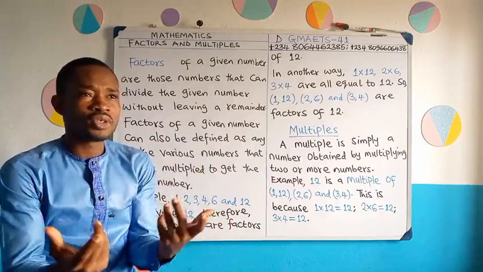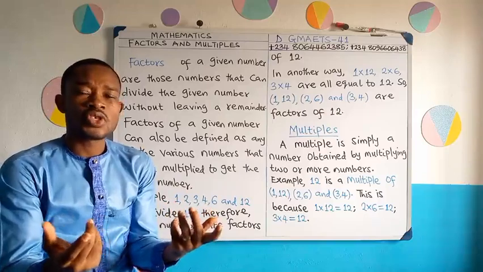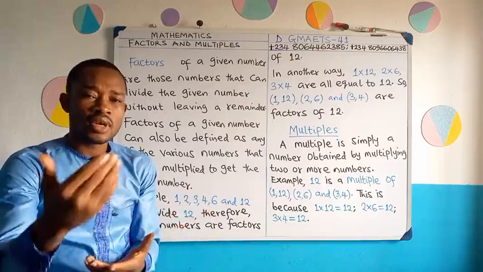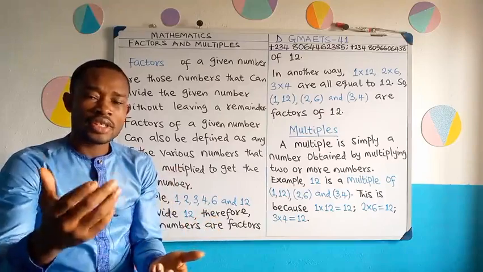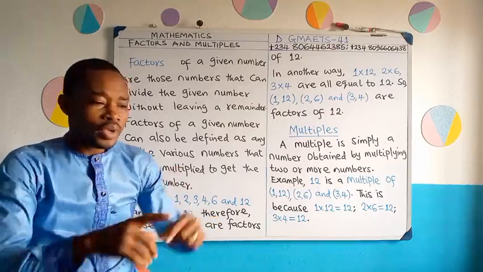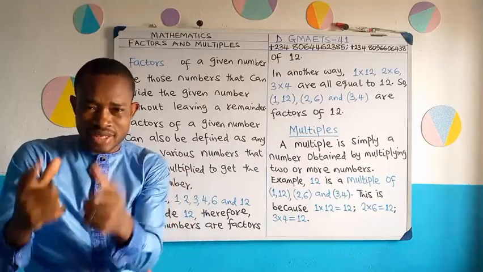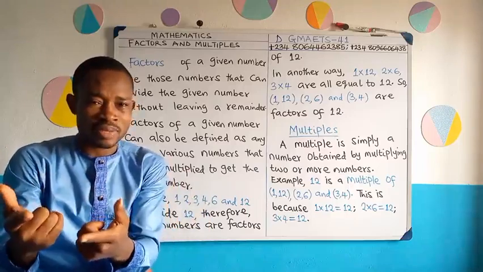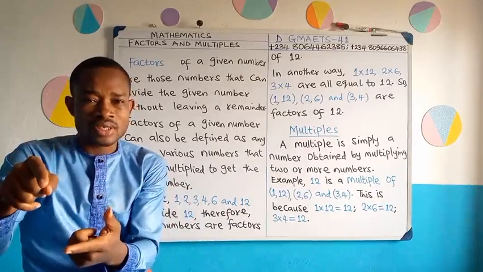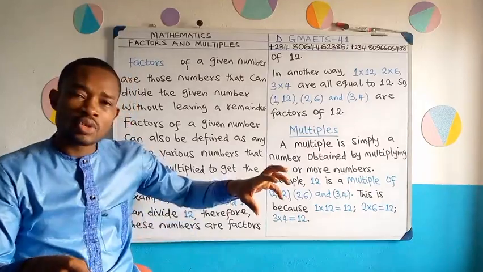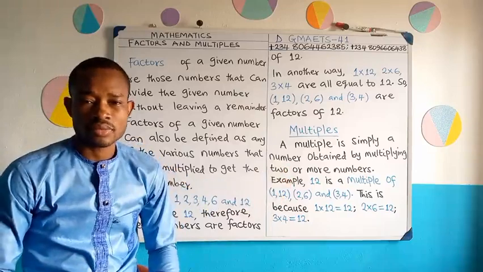Are you following? If you do something like 3 times 6, you'll get 18. So 18 is a multiple of 3. 18 is also a multiple of 6. So when you multiply any two numbers and you get an answer, which is another number, that number you got is a multiple of the two numbers you multiplied.